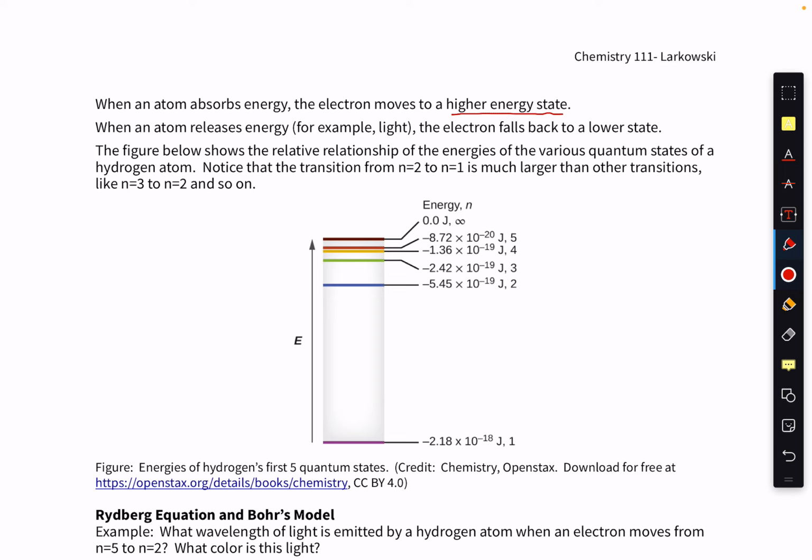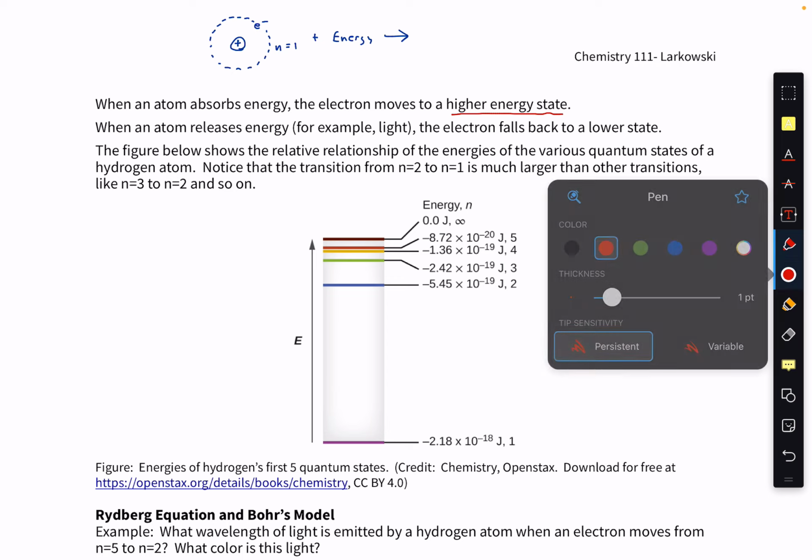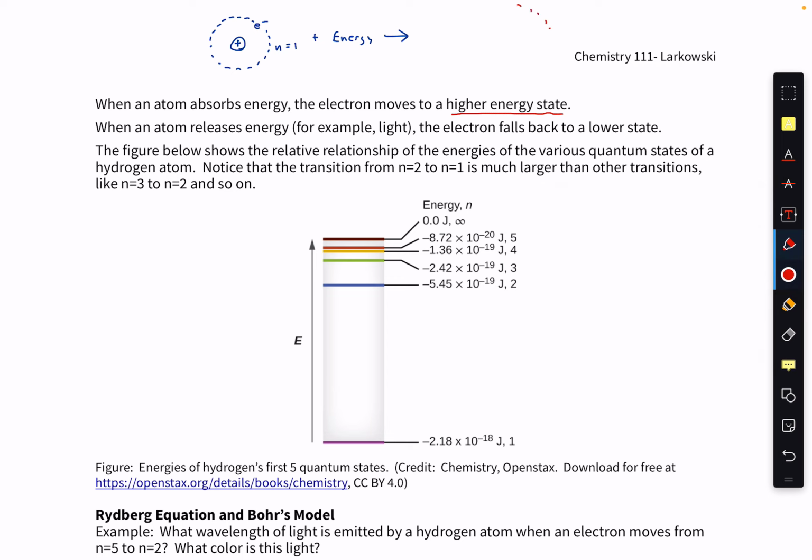So if we think about our atom here, and we think about our electron here at n equals 1, if I add some energy to it, that will bump the electron out to this larger energy state, which I might call n equals 2. And so now I have my excited atom.